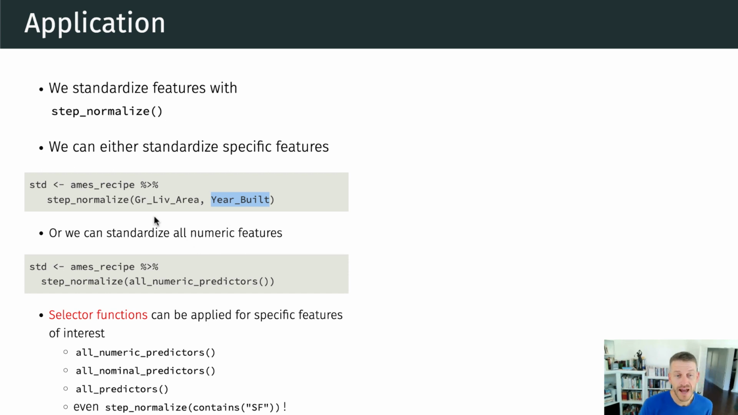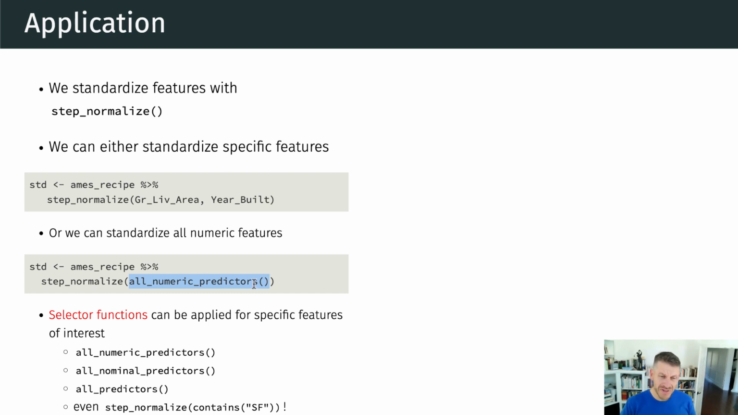Now, rather than having to list out all of the features, there are some helper functions that allow us to identify certain features of interest. One of these is all_numeric_predictors. I can include this within my recipe step here, and it's going to apply this function, which standardizes our features, to all numeric predictors.